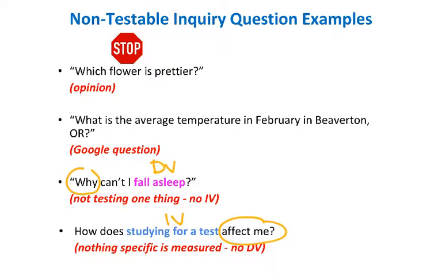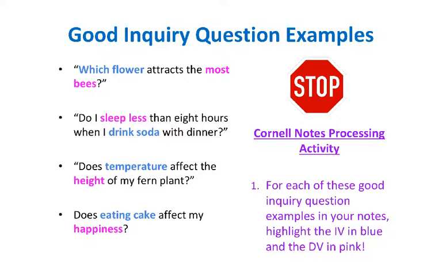This is not specific enough, right? We don't know what the dependent variable here is. We have an independent variable, but we don't know specifically what we're measuring at the end of the experiment. Okay? All right. These would be some examples of good inquiry questions.